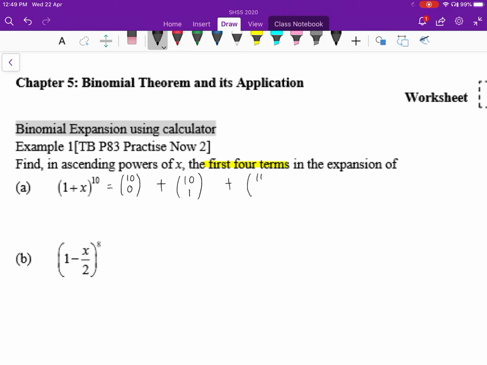The third one is 10C2. The fourth one is 10C3, plus so on and so forth. And remember, we need to insert the algebra, the x, here. The first one is always without the x. The second one is with x to the power of 1. The third one is x to the power of 2. The fourth one is x to the power of 3, and so on.